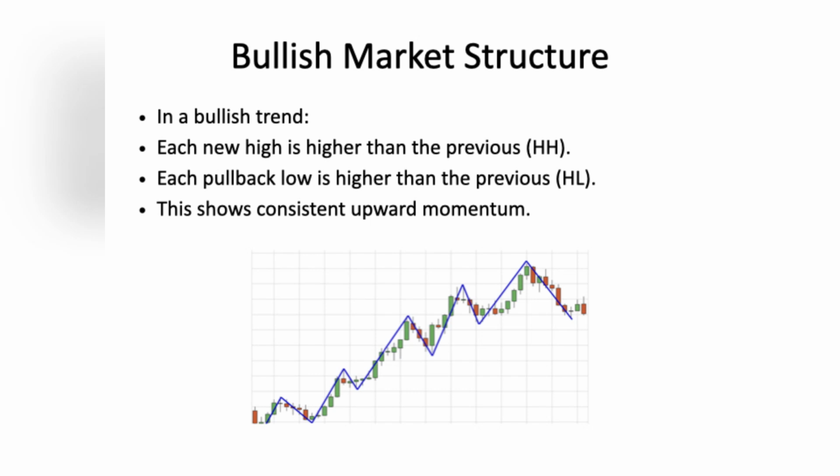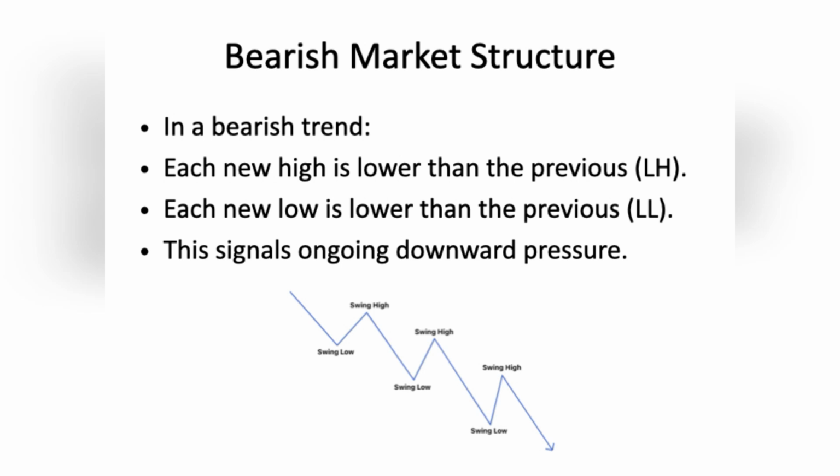So in a strong uptrend, you'll see price making consistent higher highs and higher lows. It's a staircase moving upward. Conversely, in a downtrend, it's a staircase moving down, with each rally falling short, creating a lower high, and each drop going deeper, creating a lower low.